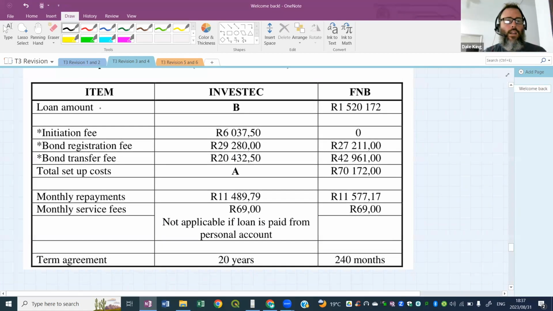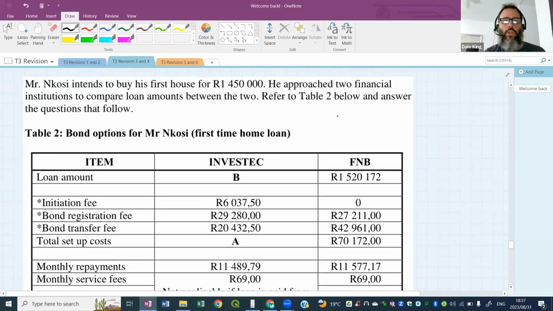We see there's a line called loan amounts. Now, he wants to get a loan for 1,450,000, but FNB has got a loan amount of 1,520,172. So think about that. What does that mean? Then we have an initiation fee. Guys, the banks love fees. This is realistic. This is no joke. This is how much you're going to have to pay when you buy a house. There's an initiation fee, a bond registration fee, a bond transfer fee. But FNB is not offering an initiation fee, which is very kind of them.